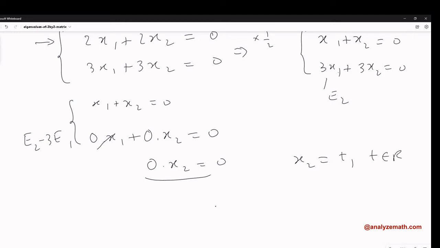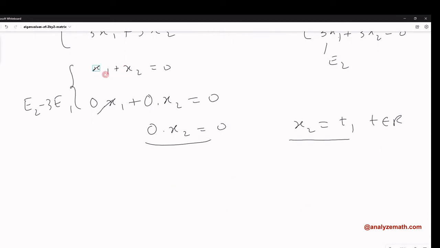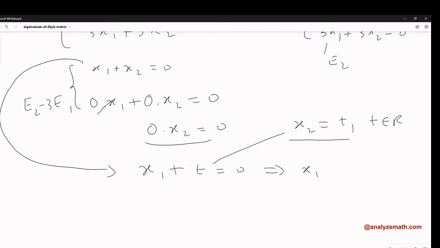Yeah, if you multiply 0 by any real number, it will give you 0. So this is the solution for x2. Now go and substitute here. So let's put an arrow so that we know what we are doing. We are using this equation and we substitute x2 by t. And when we solve, x1 is equal to negative t.